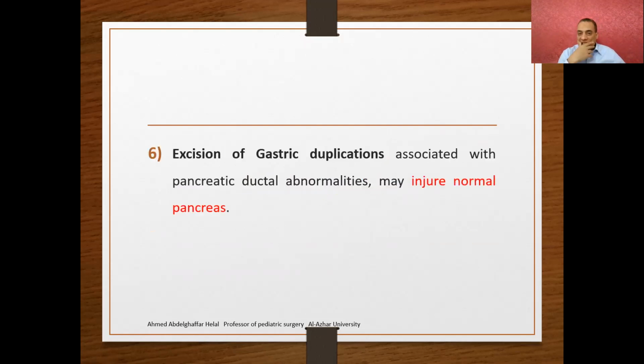Excision of the gastric duplication, yes, associated with pancreatic ductal abnormalities may injure the normal pancreas. Very important to observe whether the duplicated part is communicating with the pancreas or pancreatic duct. As it has been reported that in some cases there is communication between the duplication and the pancreatic duct with pancreatic ductal abnormalities. In such cases, you may injure the normal pancreas.